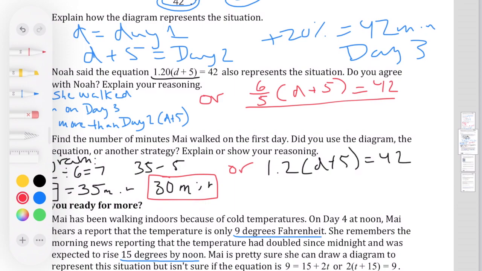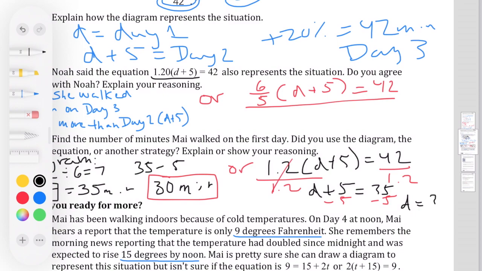Well, I need to divide both sides by 1.2. Then I get D plus 5 equals 35. And then I need to subtract 5 from both sides. And I get D equals 30. And luckily for me, both my answers match up. So I know 30 minutes is the correct answer.